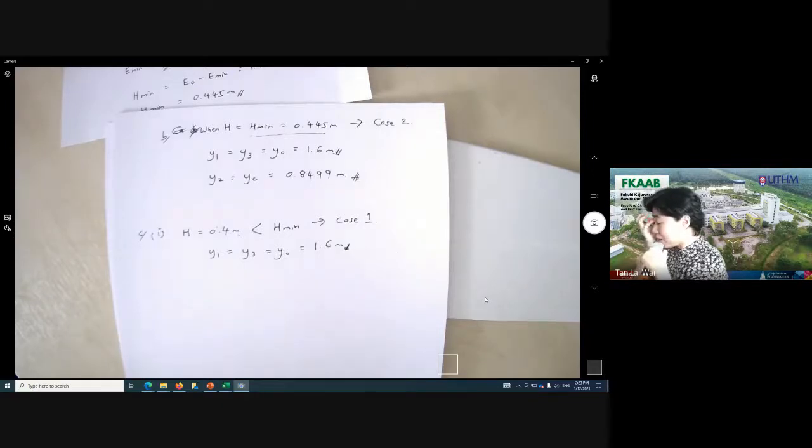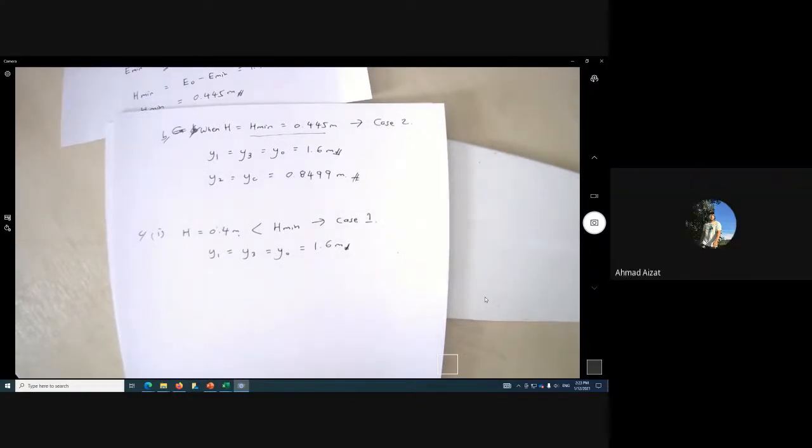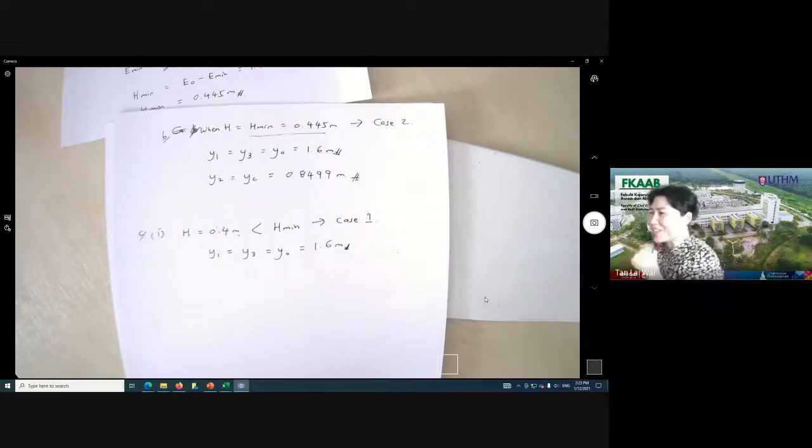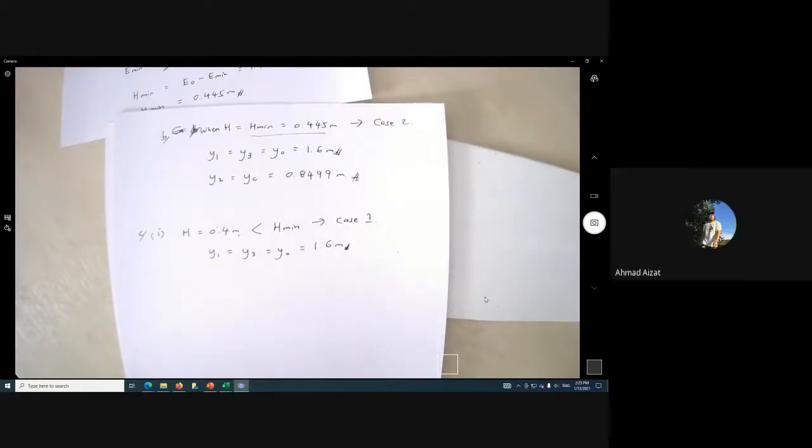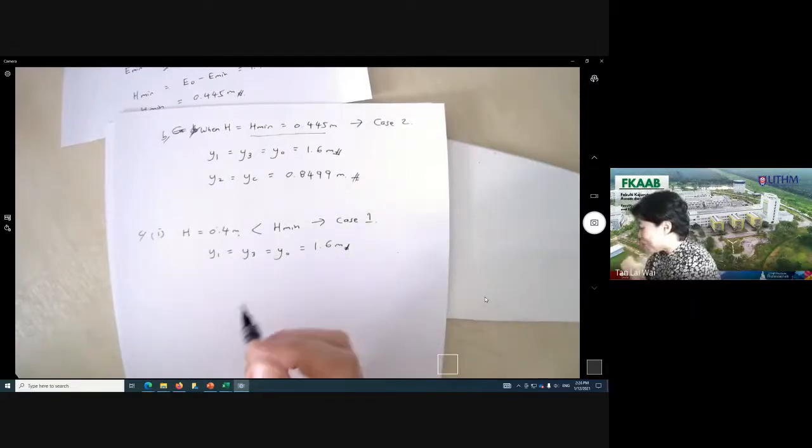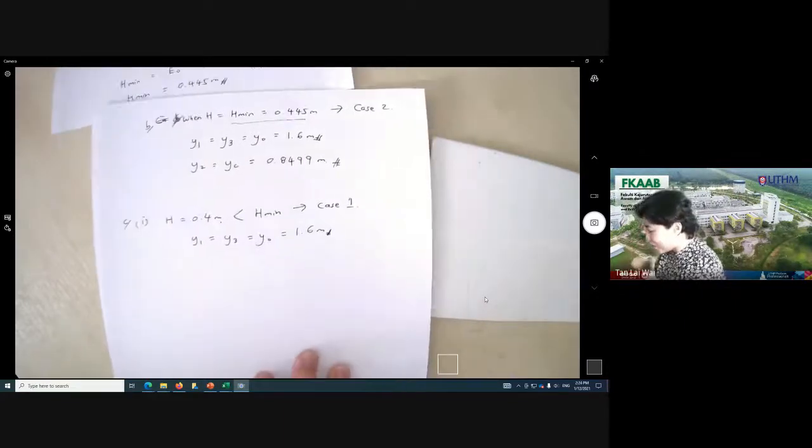Aizat, may I know, is y2 equal to yc for case 1? Y2 is not equal to yc. Okay, it's not equal because it's less than H mean, right? Yes. Okay, great. Thank you. So we need to find y2. Now, how are we going to find y2?